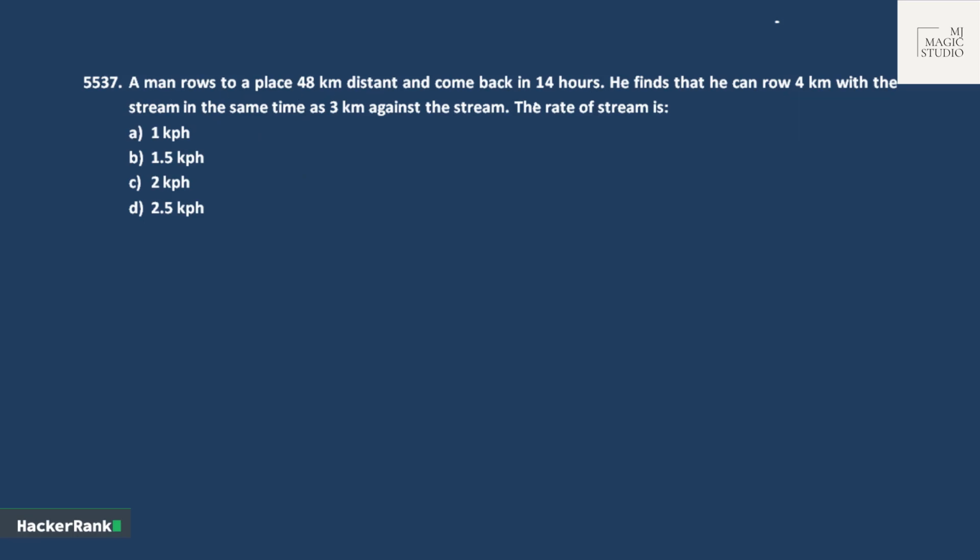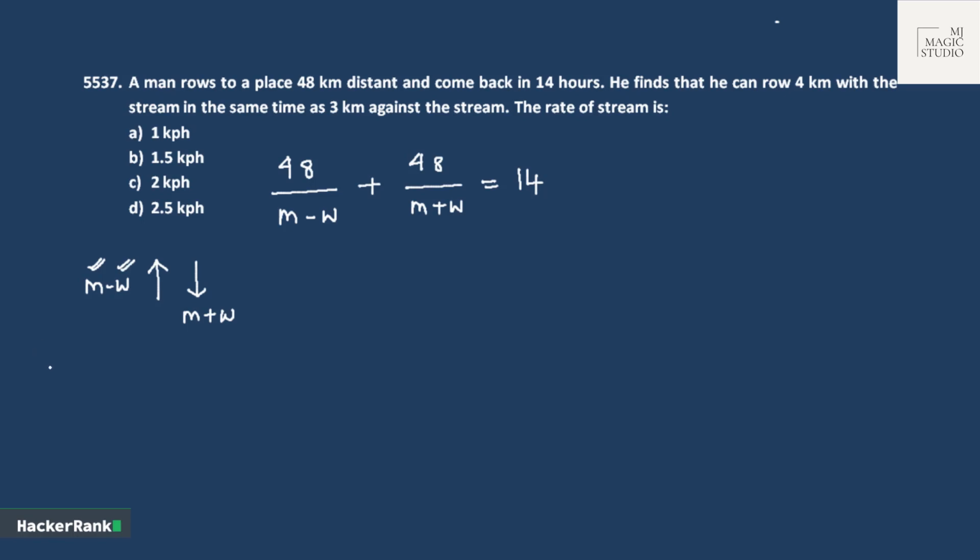A man rows to a place 48 km distant and comes back in 14 hours. Means 48 kilometers going upstream, speed would be m minus w, and 48 kilometers coming downstream, speed is m plus w. Time 1 plus time 2 is equal to 14. That is total time. We know that upstream rate is m minus w and downstream rate is m plus w with the common nomenclature. m is speed of the boat in still water and w is speed of the current.